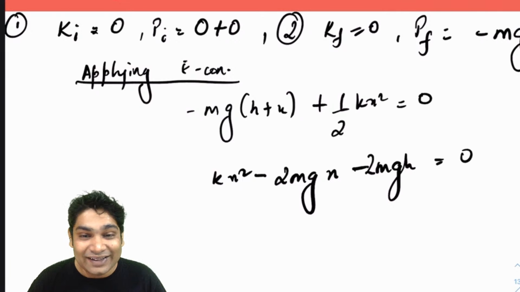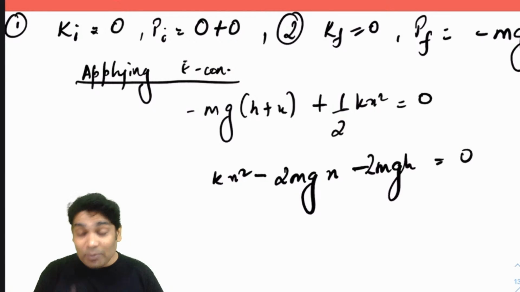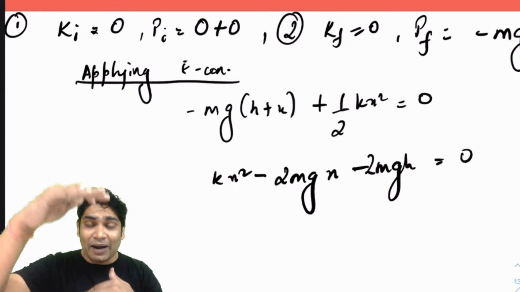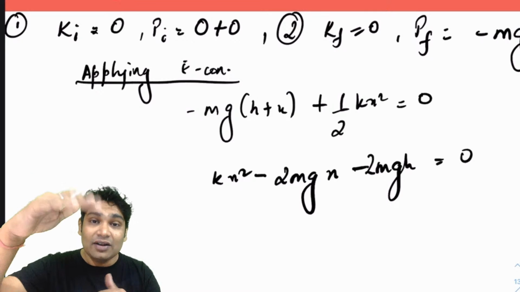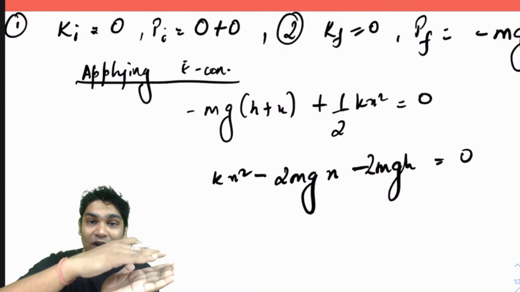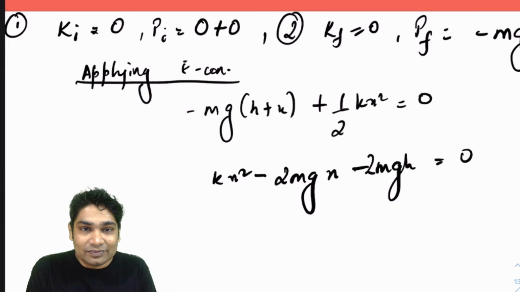Yes, of course you can. Always plus half kx square, Alicia. The spring potential energy is always positive. It is never negative. Remember this. It is always positive. It does not matter whether the spring is getting compressed or elongated, whether the movement is downward or upward. The spring potential energy is always positive. Remember this.